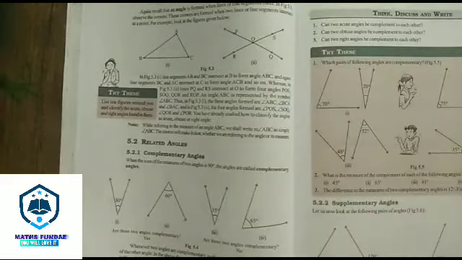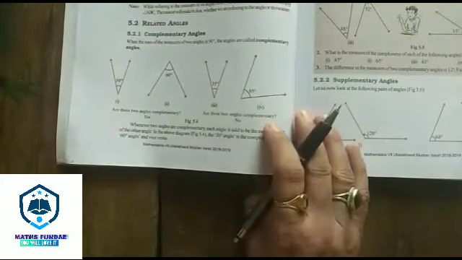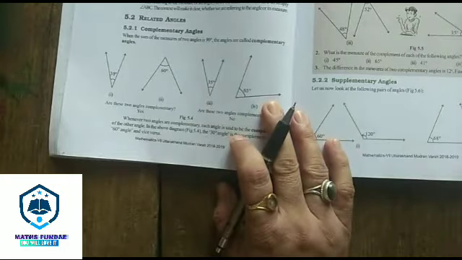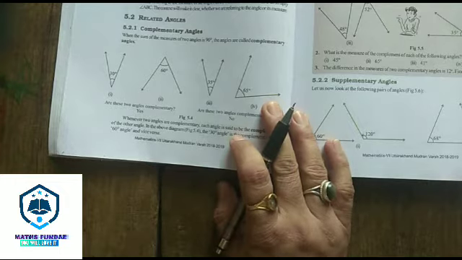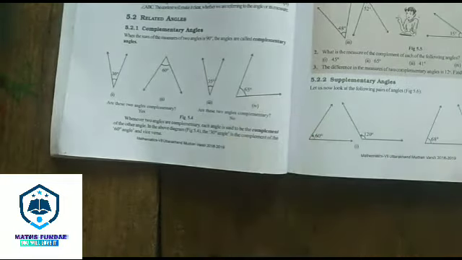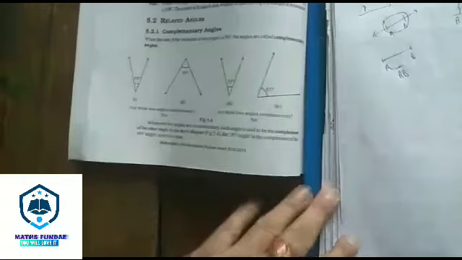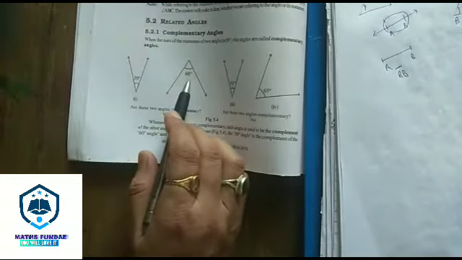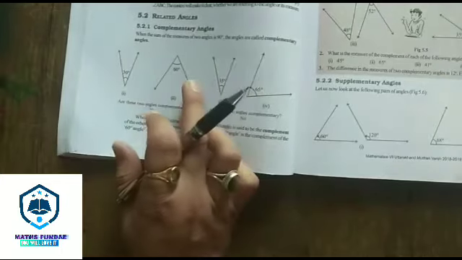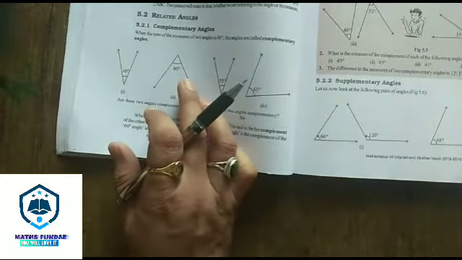Next is the complementary angle. Complementary angles means when the sum of the measure of two angles is 90 degrees, then the angles are called complementary angles. It is compulsory to have two angles whose sum equals 90. You can see 30 plus 60 is 90 degrees, and 35 plus 65 is 100, so it is not a complementary pair. It is compulsory that the sum equals 90 degrees. We can have one angle like 1 degree and the other like 89 degrees, and so on.